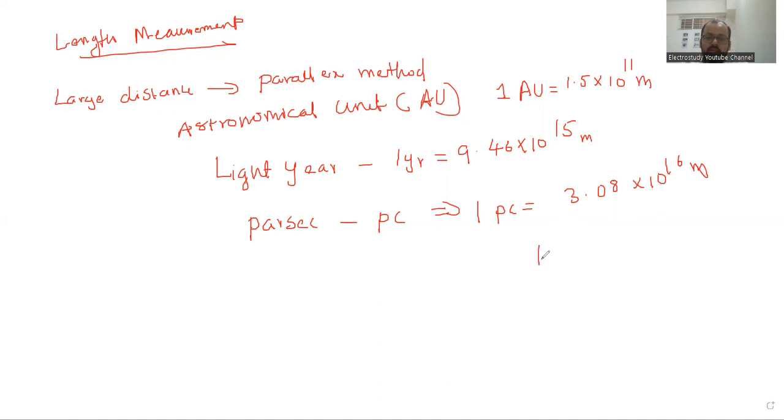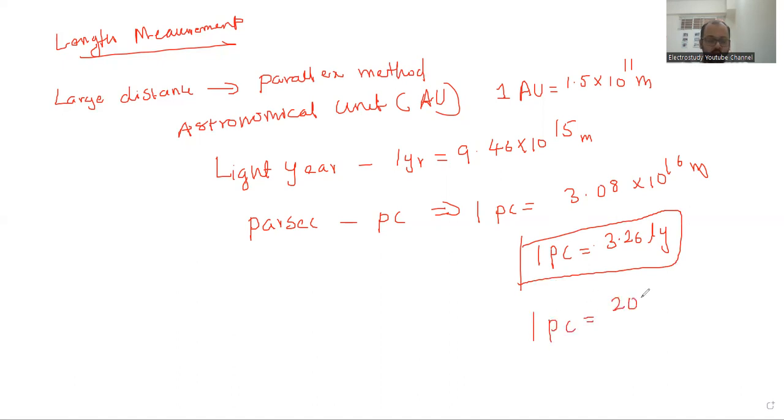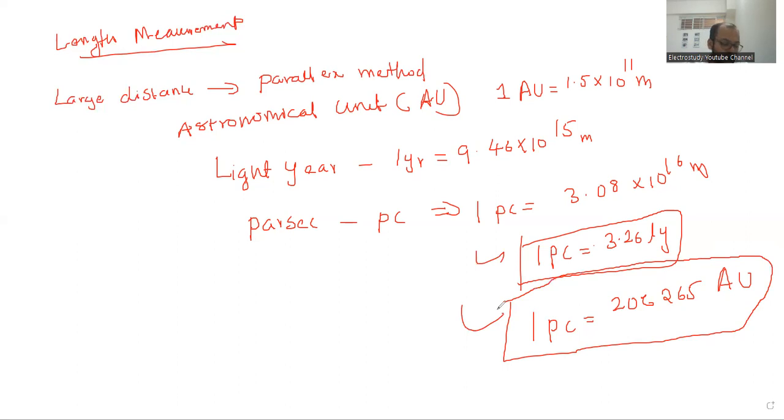Also, there is a relation between parsec and light year. One PC is equal to 3.26 light year. This you can note down. It may be asked in the examination. Similarly, 1 parsec is equal to 206265 astronomical unit. So these relations you have to keep in your mind. I think everything is fine.